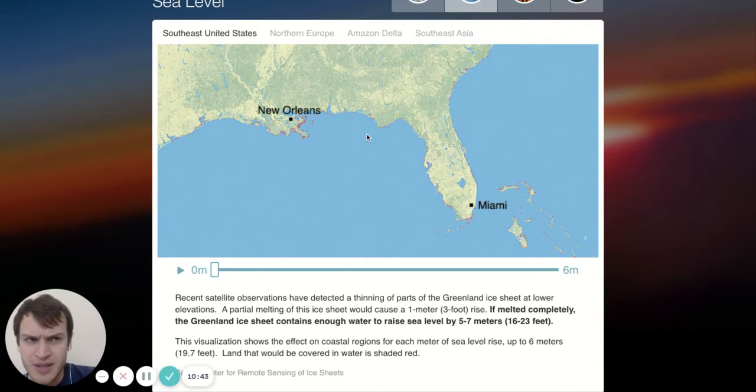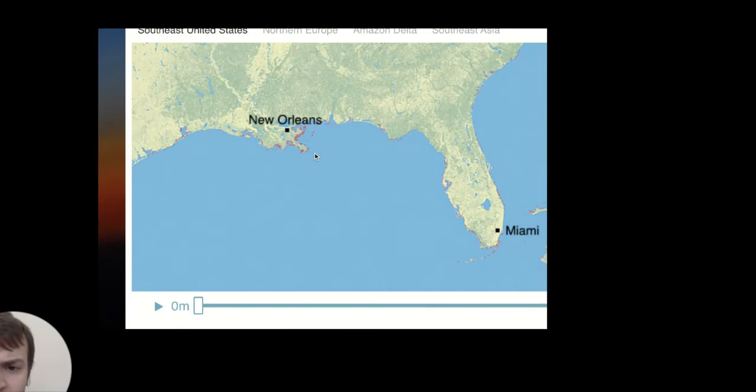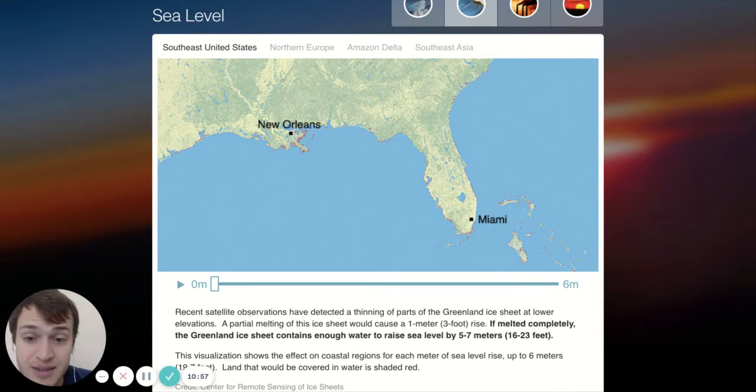This is the southeast United States. We've got Florida with Miami right there. And over here we have Louisiana with New Orleans right there. It's difficult to tell, but there are little red dots. All of those red dots represent areas of land that are underwater as a result of rising sea levels.